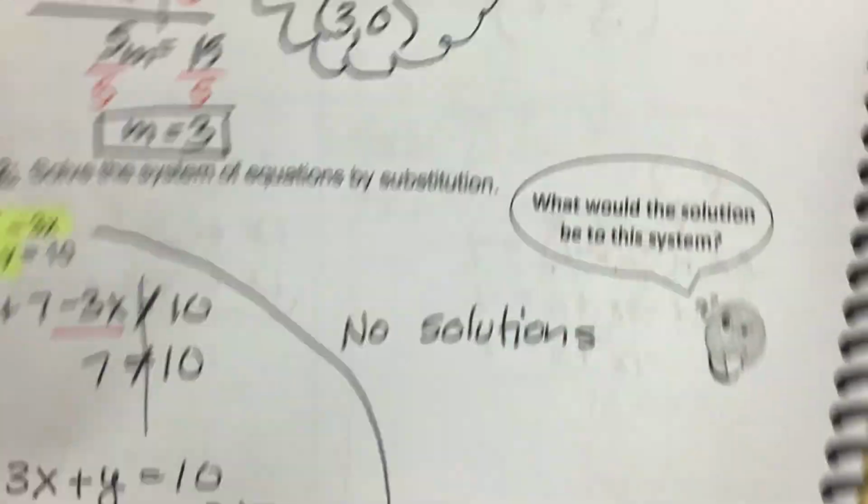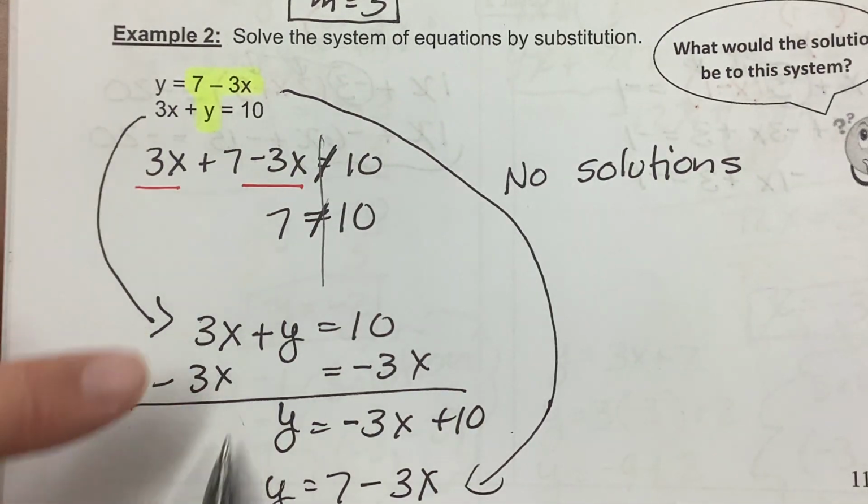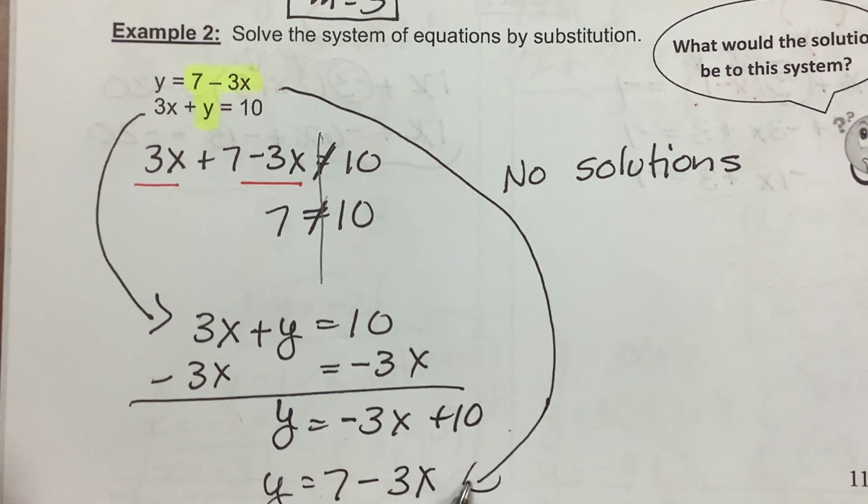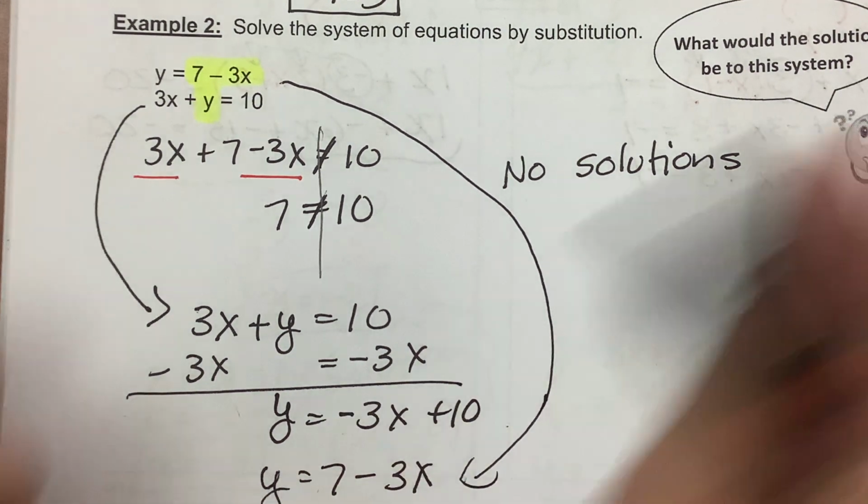Now back here, this was my check. I have the same coefficient, negative 3, and different constants, 7 and 10. That's how I know there's no solution. We'll do more with that later.